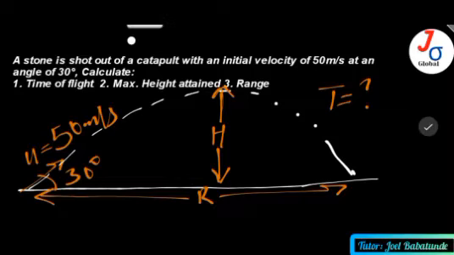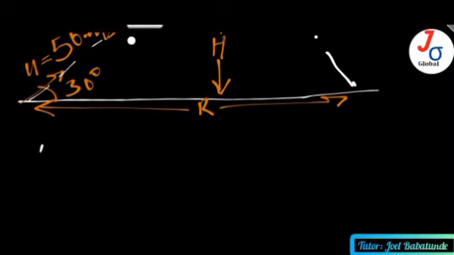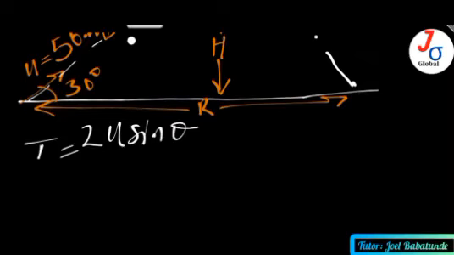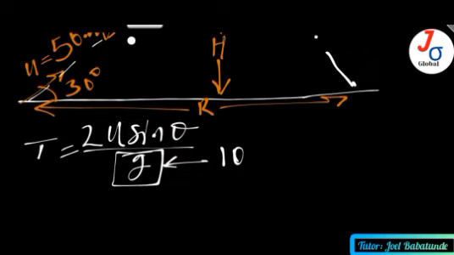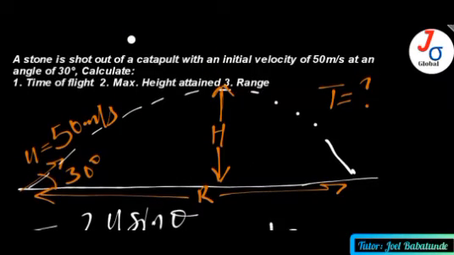What's the formula for time of flight? Time of flight is given as 2u sine theta over g. Anytime you're not given g, acceleration due to gravity, it is a constant 10 meters per second squared, if not otherwise specified. Sometimes they give you 9.8, sometimes 9.9, sometimes 9.78. But if they didn't give you the specification, just use 10 meters per second squared.